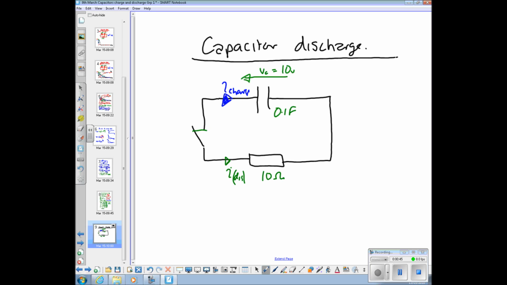I discharge in that direction. So the current's going to flow the other way. Okay.